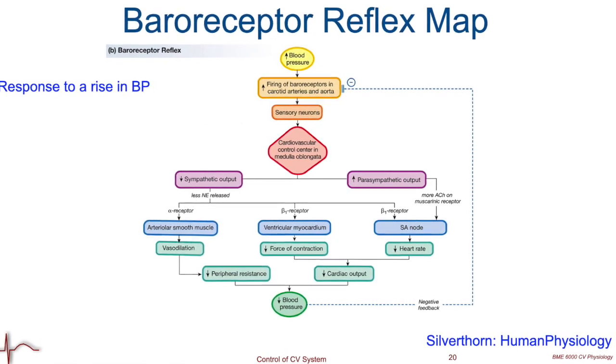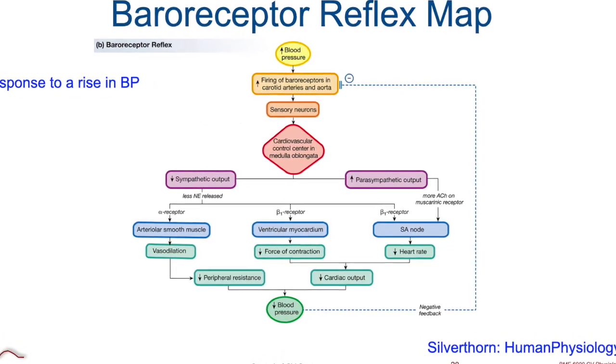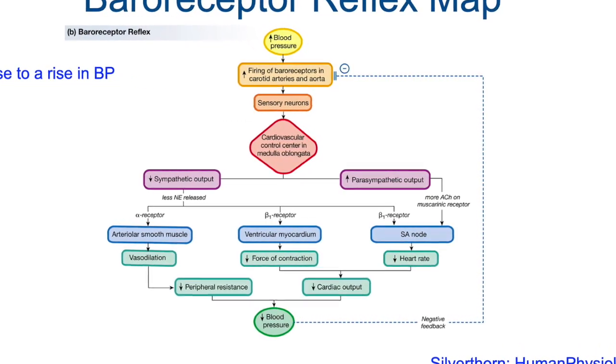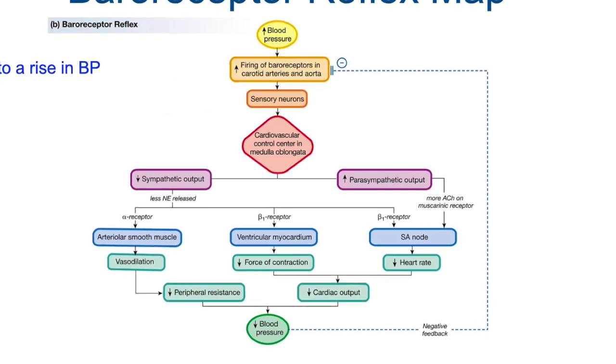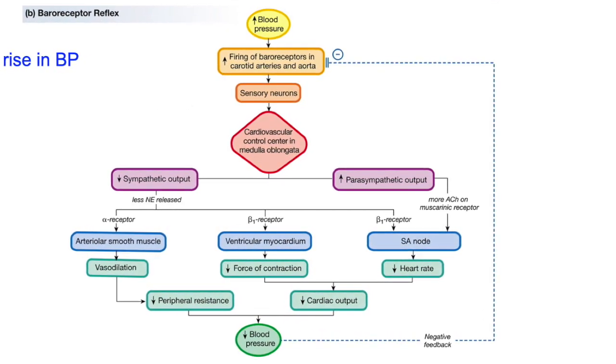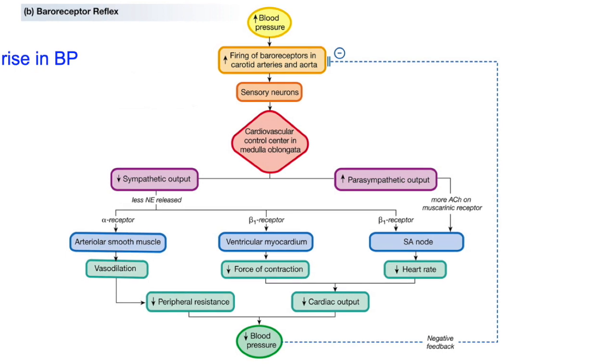So again, hopefully one or more of them will make sense to you eventually, but hopefully one of them initially is kind of clearer to you. You can start with that. Here we have an increase in blood pressure. So this is a specific case of an increase in blood pressure, and then that causes an increase in the firing rate of the baroreceptors that we just talked about.